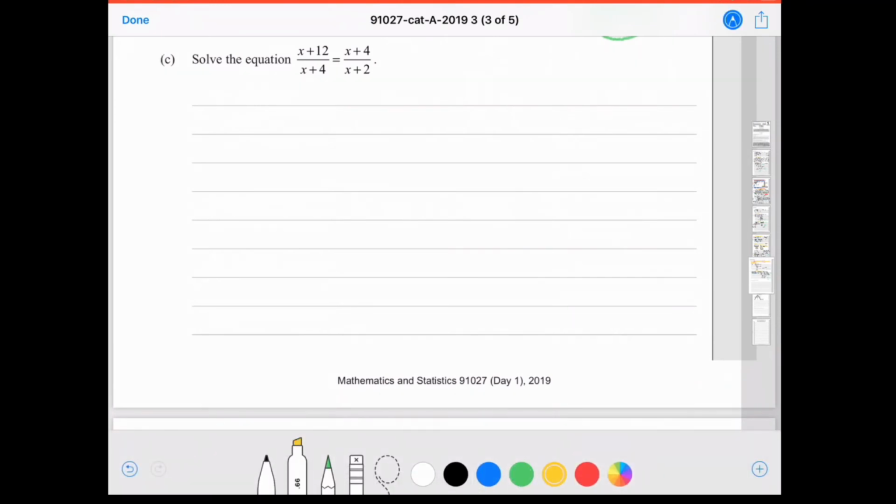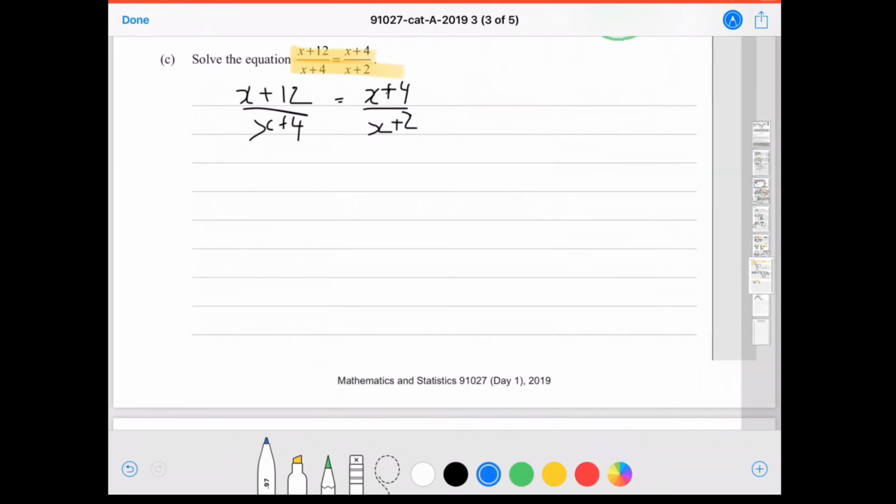So question 3c, we've got: solve the equation (x + 12)/(x + 4) = (x + 4)/(x + 2). So you've got two fractions that equal each other. This is maths that you should have come across before, hopefully. And immediately you say to yourself, okay, we're going to cross multiply. And what I mean is this.